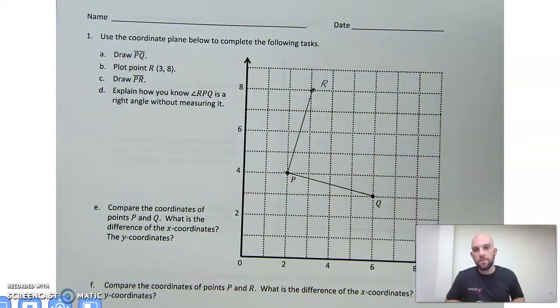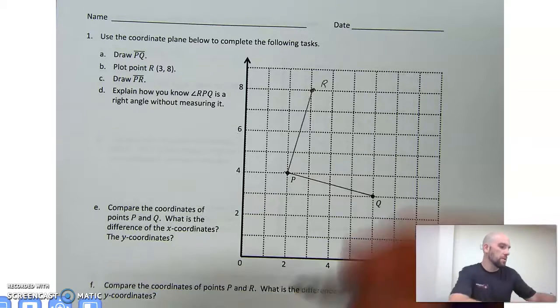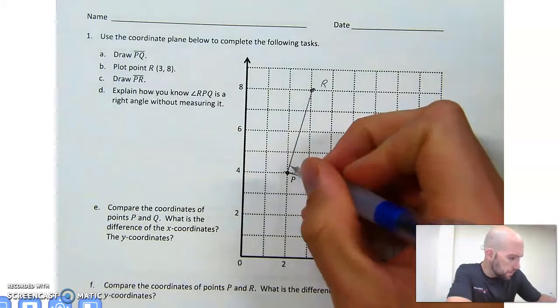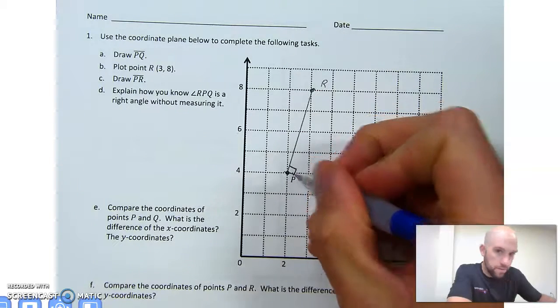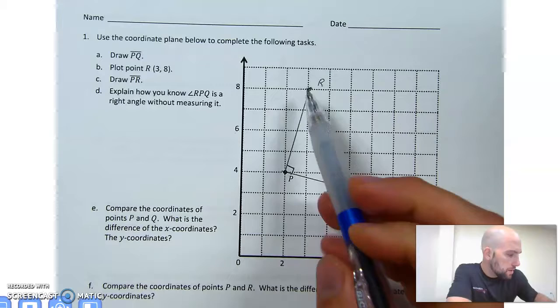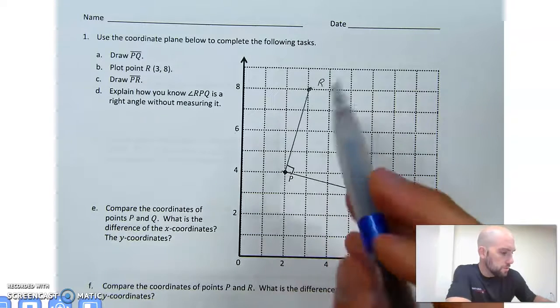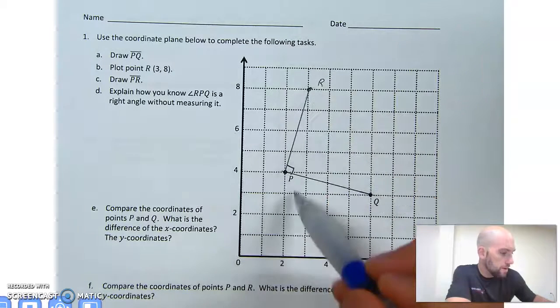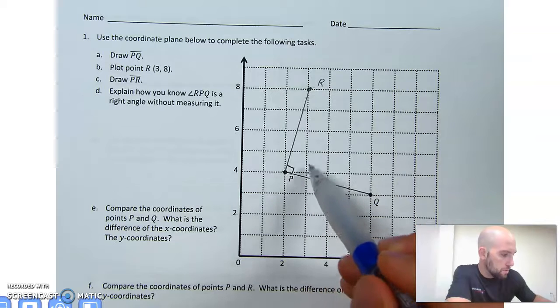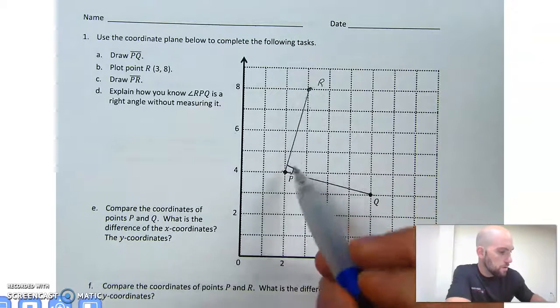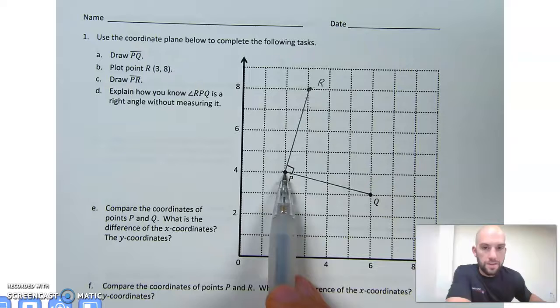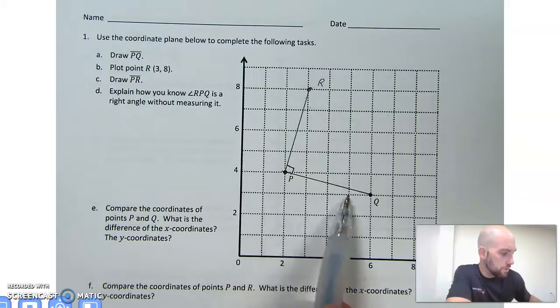Explain how you know that angle RPQ is a right angle without measuring it. So I need to figure out how I know this is a right angle, and they're talking about this angle right in here. If we look at what we do to this point here, we go over 1 and up 4. When we move from that to point Q, we're going to go down 1 and over 4.